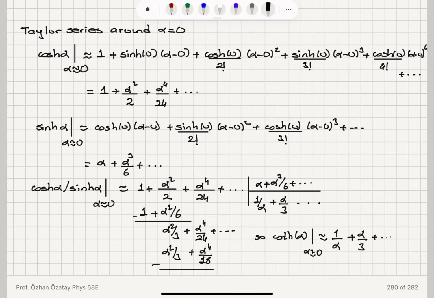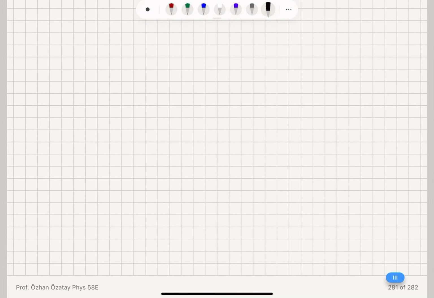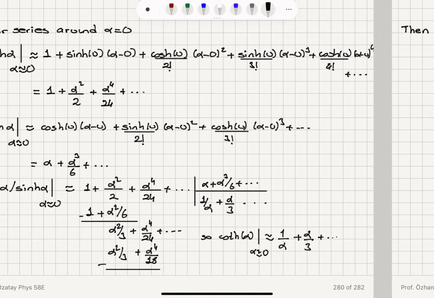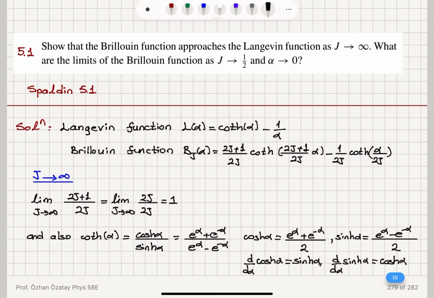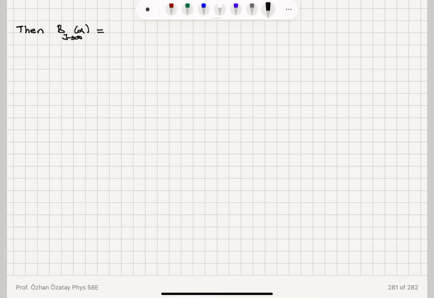Now, we can apply these two results to the expansion of the Brillouin function as j goes to infinity. So we note that the Brillouin function as j goes to infinity, function of alpha, will be, so I have found that 2j plus 1 over 2j becomes 1. So this becomes 1, this becomes 1. So this is cotangent hyperbolic alpha. So that's the first term, cotangent hyperbolic alpha, minus 1 over 2j cotangent hyperbolic alpha divided by 2j.